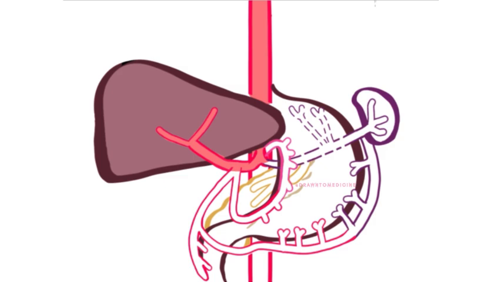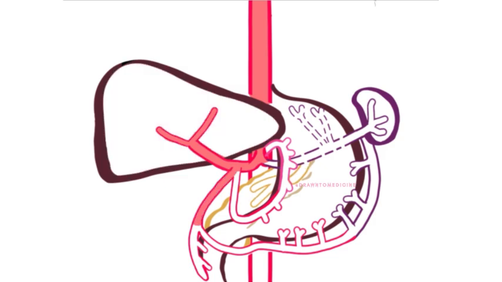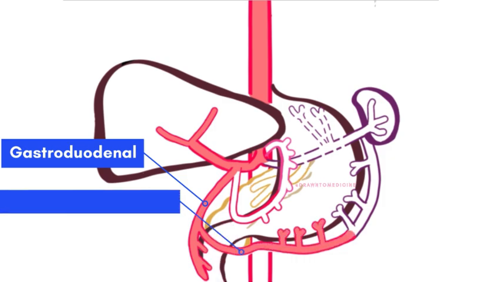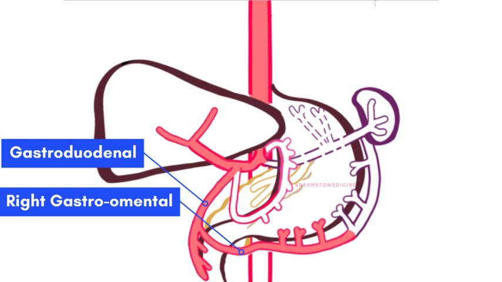Now, the common hepatic is also going to have another branch known as the gastroduodenal artery, which, as its name suggests, is going to supply the region near the duodenum. And this gastroduodenal artery gives rise to another artery known as the right gastroomental artery, which is going to supply the region near the greater curvature of the stomach, as you can see here.